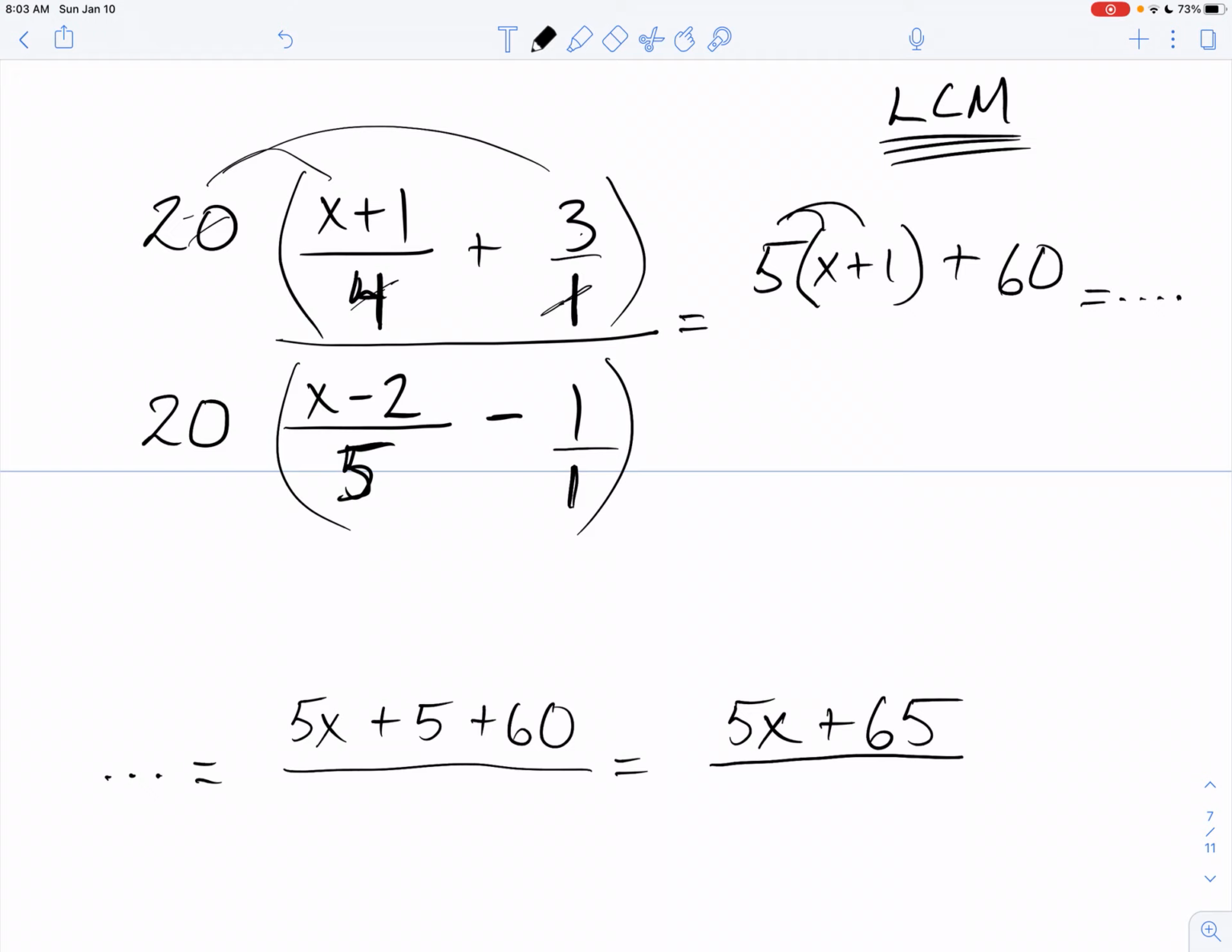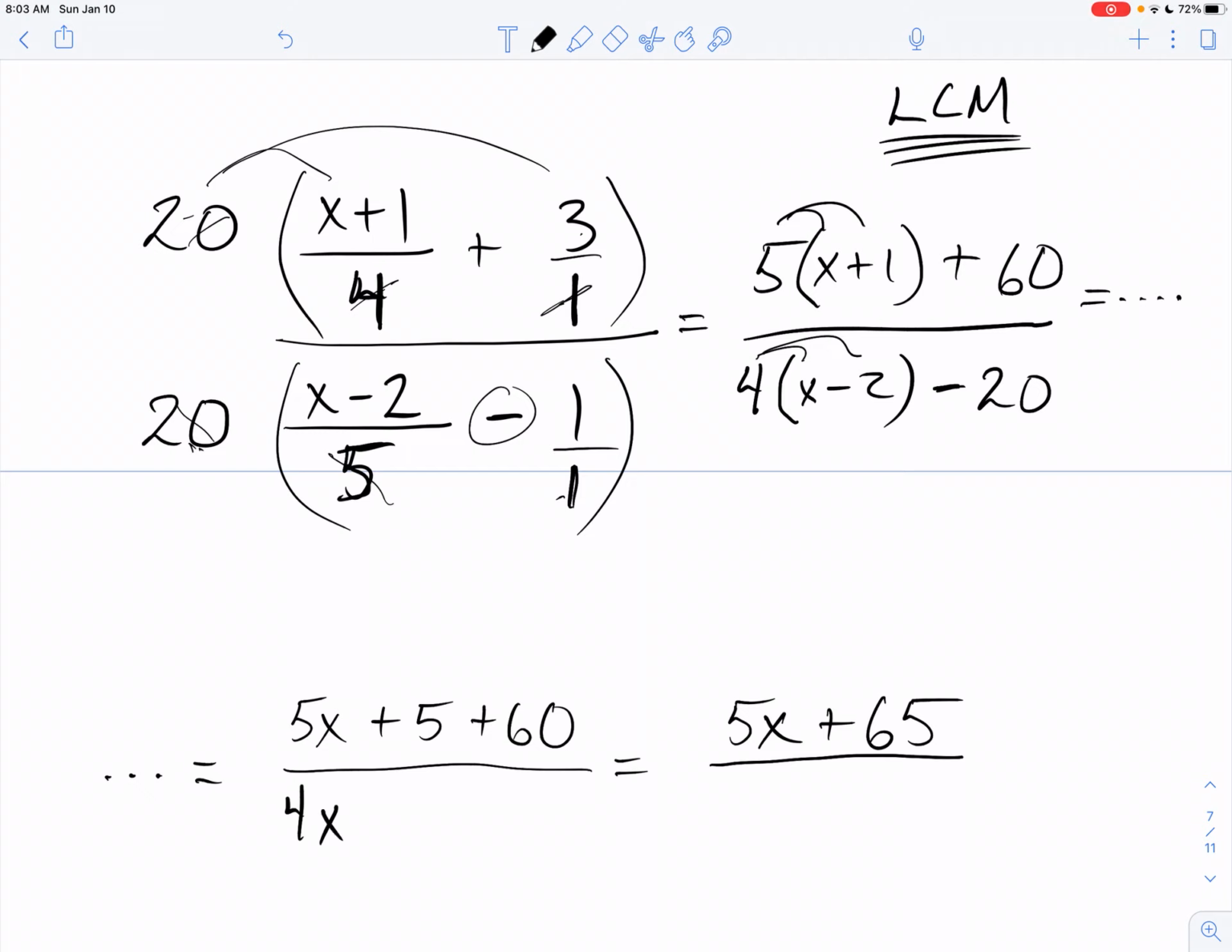Let's go through the bottom part. If I reduced here, 5 goes into 20 4 times, so 4 times this. Minus, because there's a minus, 1 goes into 20 times, so 20 times 1, that's just 20. Once again, I'm running out of room, so I'm going to distribute this, and I'm going to call it 4x minus 8, minus 20 more, and I can put these two together now, and I could call it 4x minus 28.